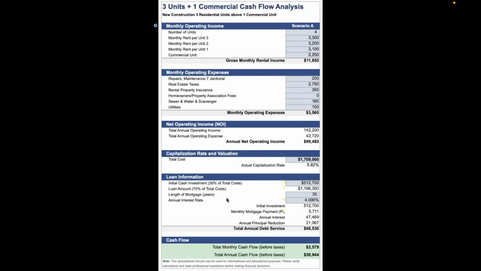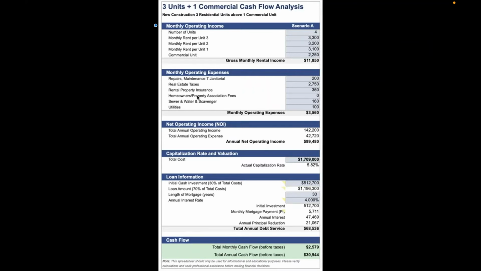We're looking at taking out a mortgage loan, a 30-year mortgage at 4%. And I want you to notice here, our annual principal reduction is $21,067 in the first year. That's how much we're going to pay down our mortgage. Down at the bottom, it's got your monthly cash flow, $2,579 before taxes, and annual cash flow, $30,944. So this is the type of cash flow numbers that we're normally looking at on an investment. And this looks really attractive. It's a brand new building, so you're not going to have much to do with it. Very little maintenance, and the building is going to be about as easy to operate as you can get for the first few years, right?